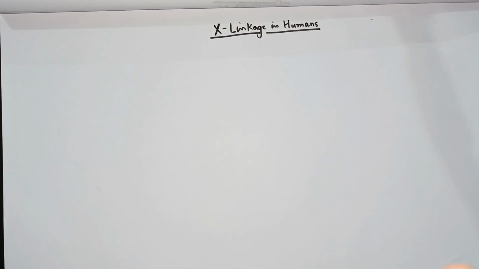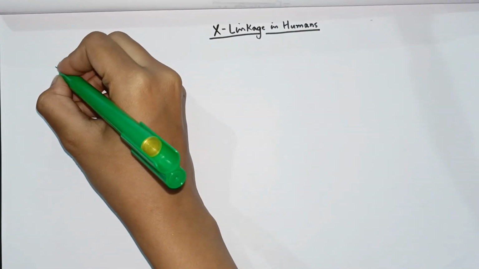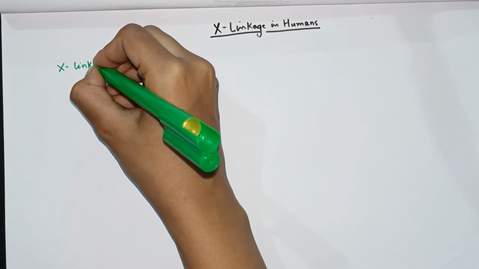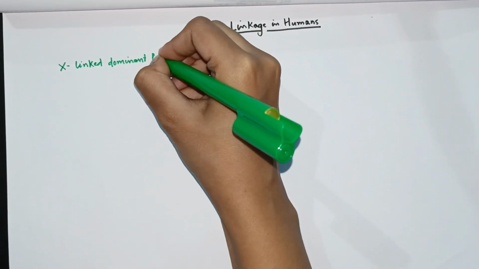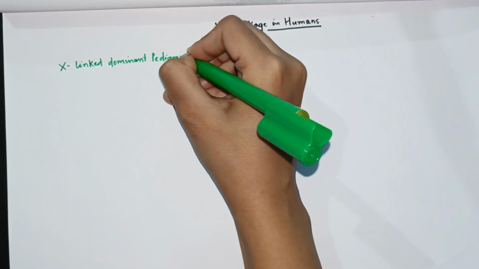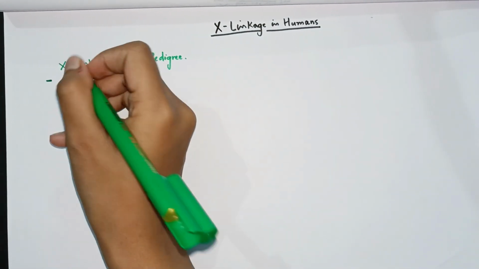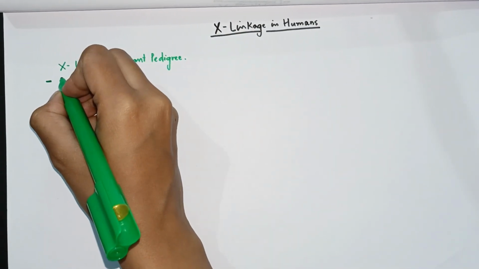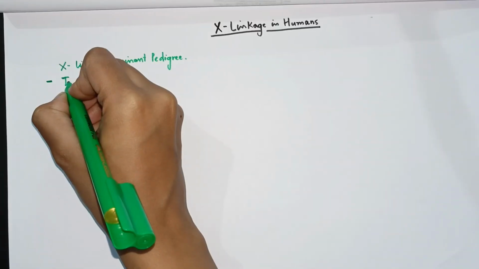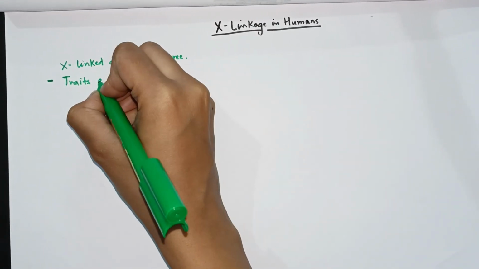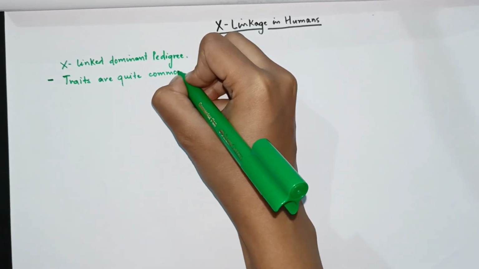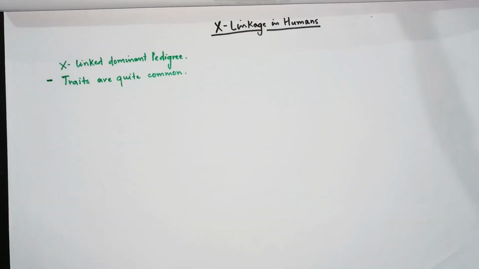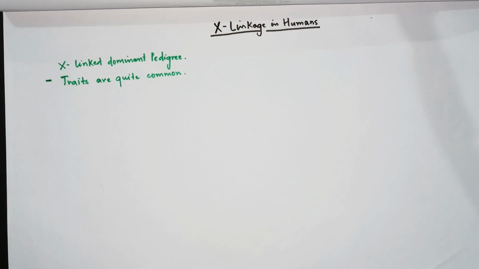What are the characteristic traits of an X-linked dominant pedigree? So the traits are quite common. You would commonly find it because it's a dominant disease type. So you would find it in every generation and it is quite common.